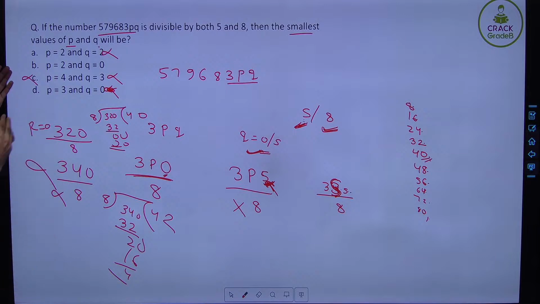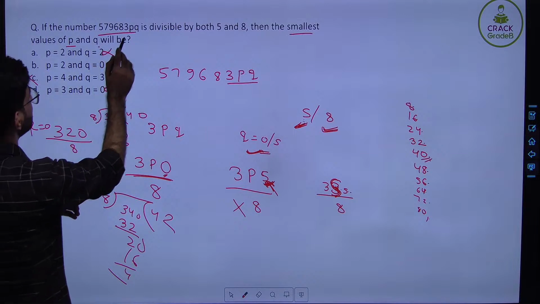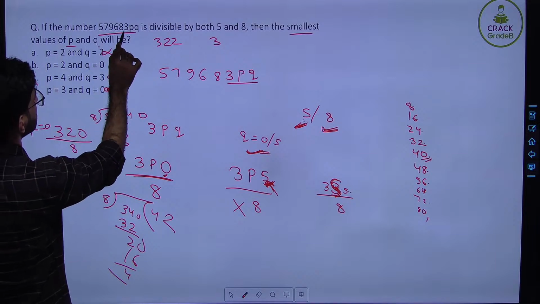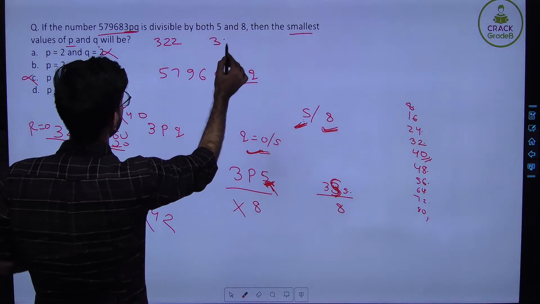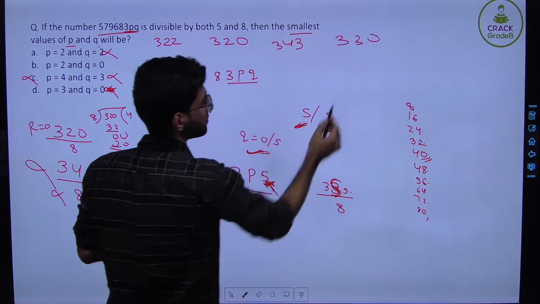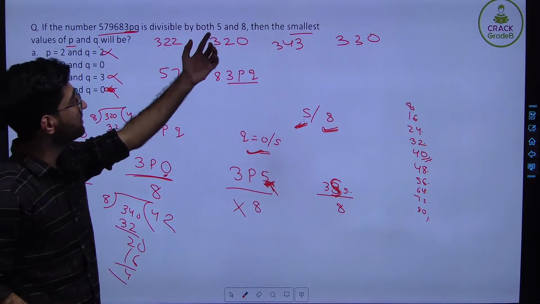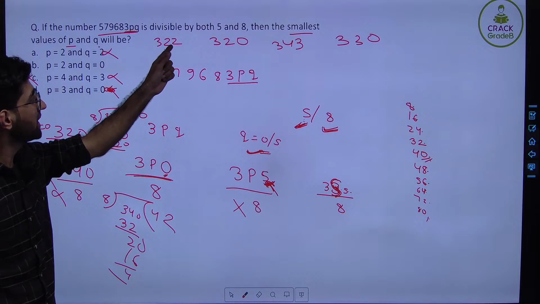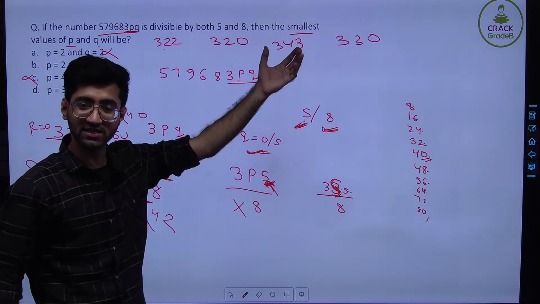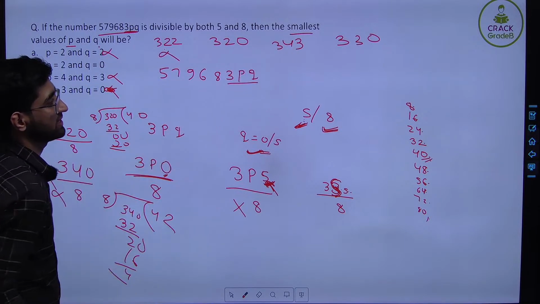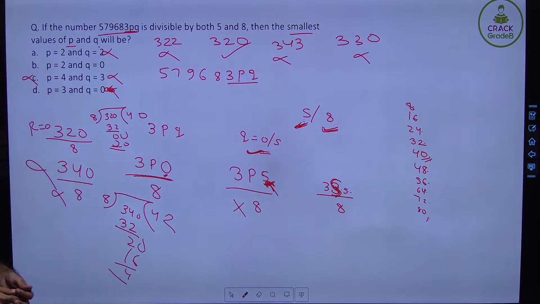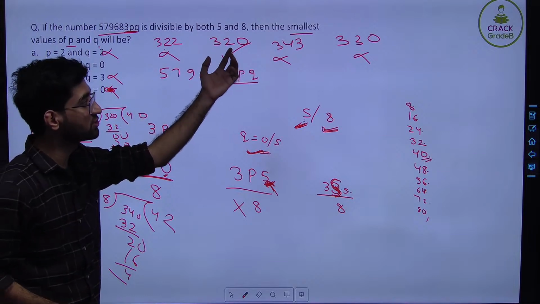But I will suggest, if you get options, don't worry, you can simply write them out. So 3PQ: 322, then you can write 320, then you can write 343, then you can write 330, right? Why? Because we have to deal with 5 and 8, so we have also included the last digit, and to deal with it, we have taken all 3 digits. See, this number is not divisible by 8, this number is not divisible by 8, this number is not divisible by 8, right? Only this number is divisible by 8 and this number is also divisible by 5.